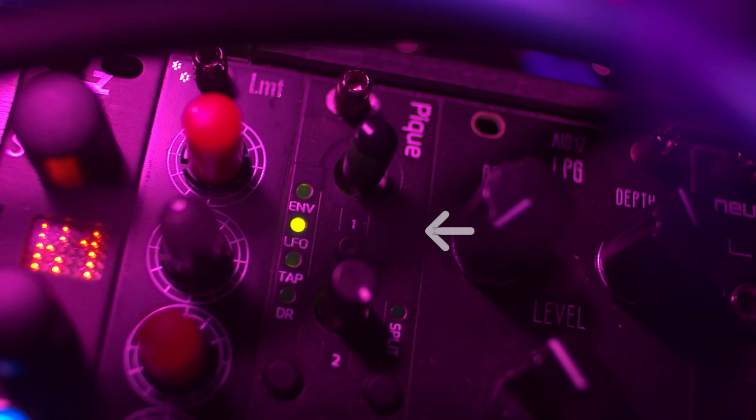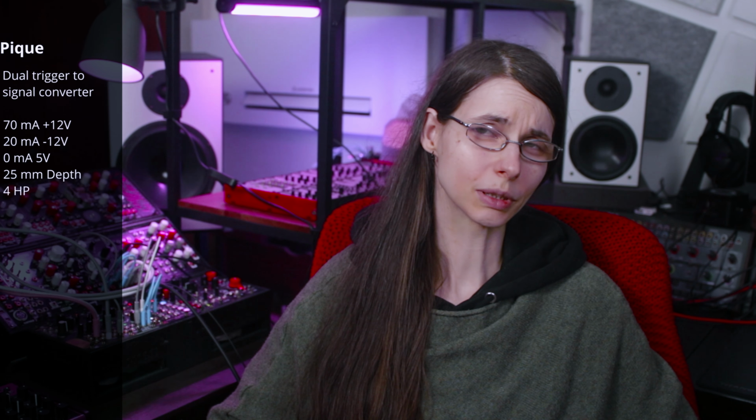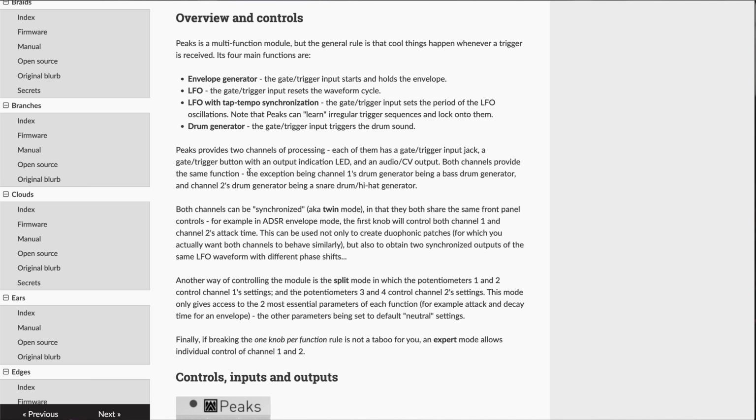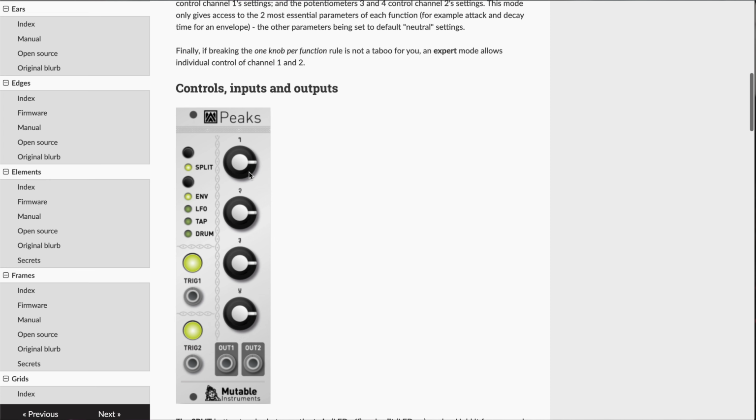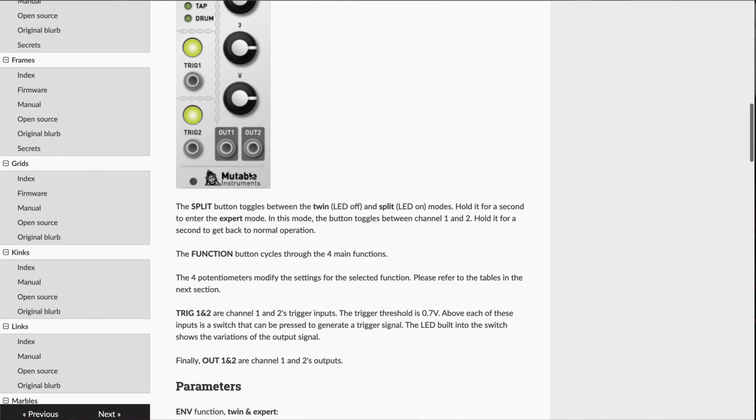And the reason why this was important to me was because I actually have a module that can do similar things. It can create LFOs and also envelopes, but I do find it a bit tedious to use. It is the Mutable Peaks, and I have a clone called Peak. Even though it is a very cool module and it can do a lot of different things, it's one of those multifunction modules, I do get confused about what it does at times.